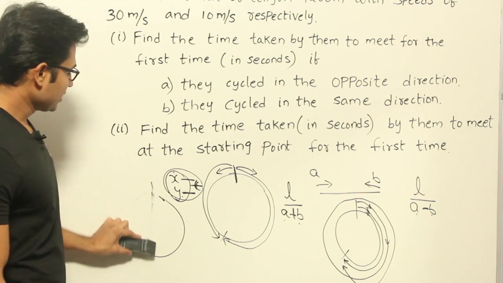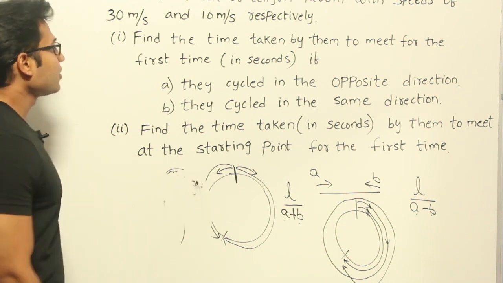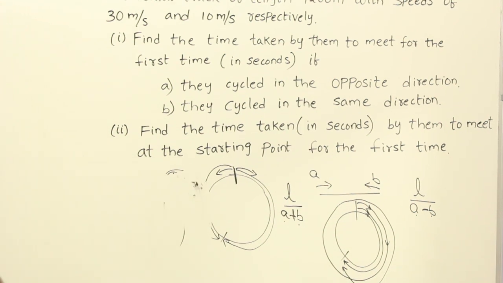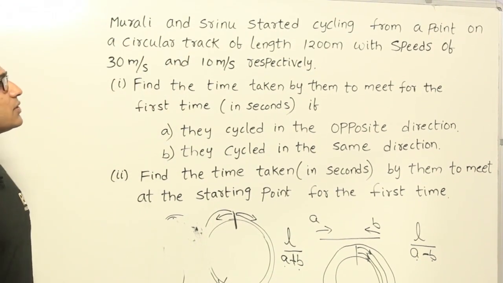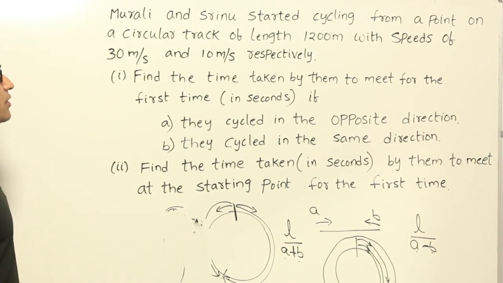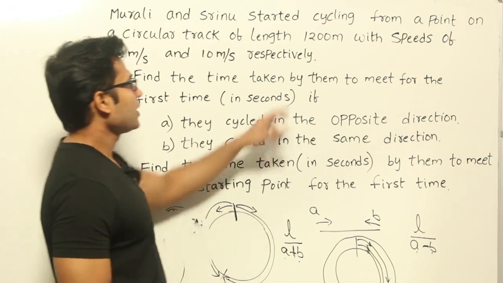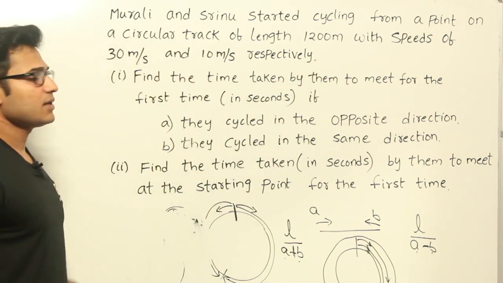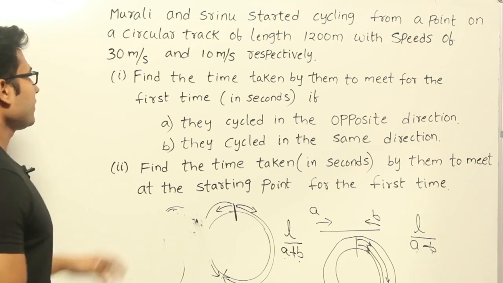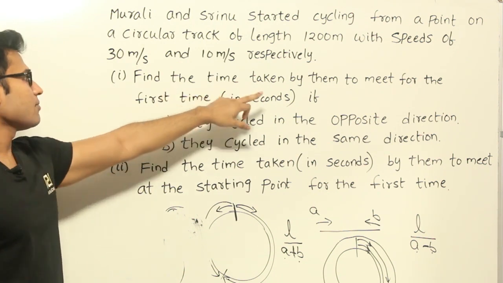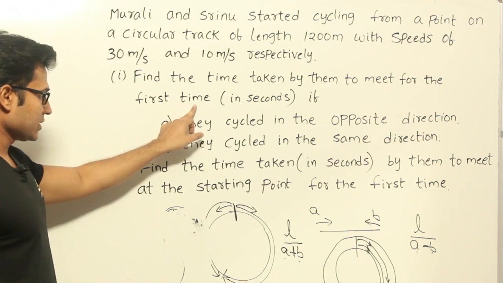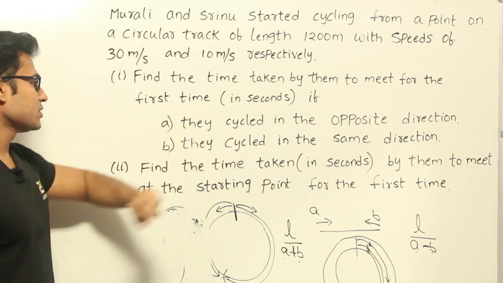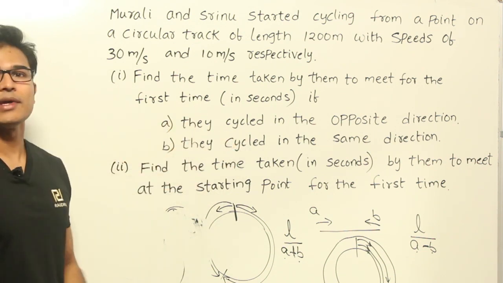Okay, now let's see this example here. I'll read it out for you. Murali and Srinu started cycling from a point on a circular track of length 1200 meters with speeds of 30 meters per second and 10 meters per second respectively. Then find the time taken by them to meet for the first time if they cycled in the opposite direction, and if they cycled in the same direction.